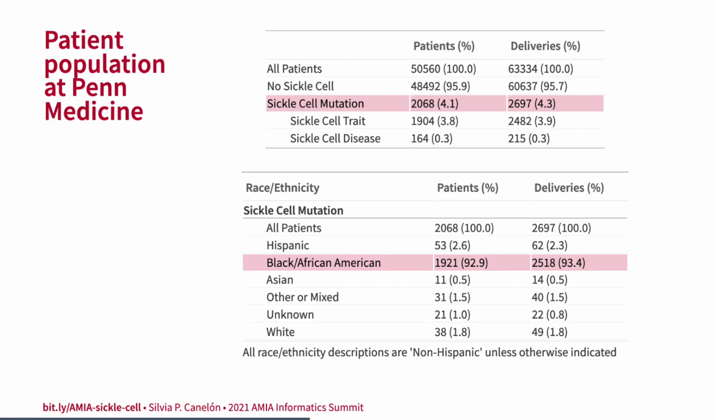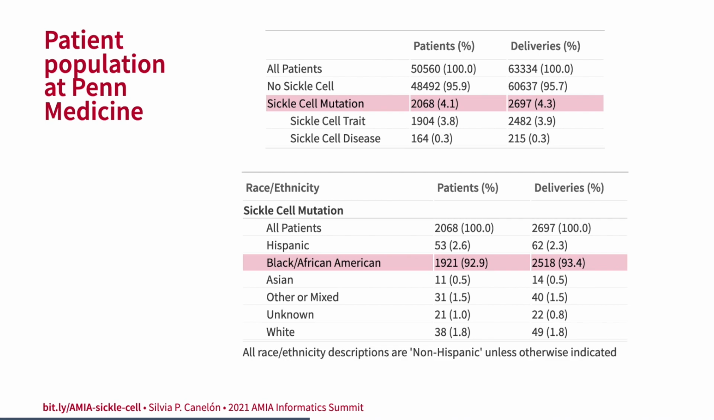The patient population at Penn Medicine is shown on this slide, where the top table shows the breakdown by sickle cell status. So altogether, there are 50,560 patients with deliveries, and there were over 63,000 deliveries from the overall group. And then of these, most patients, so almost 96%, did not have any kind of sickle cell mutation, and about 2,000 had a sickle cell mutation. Most of these had sickle cell trait, and a smaller portion had sickle cell disease.